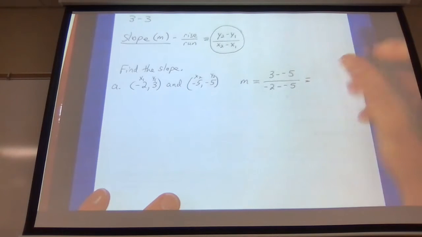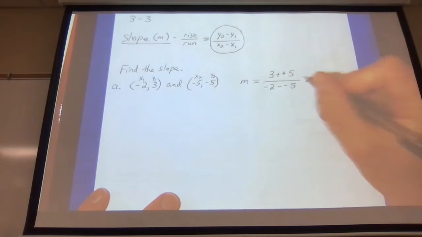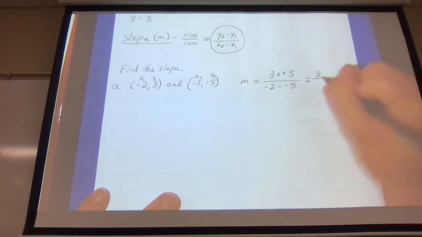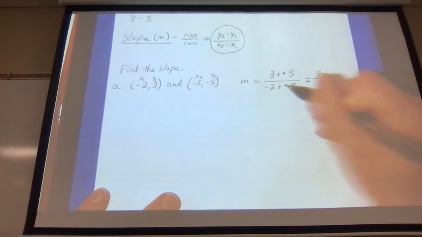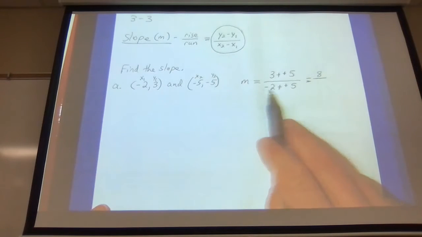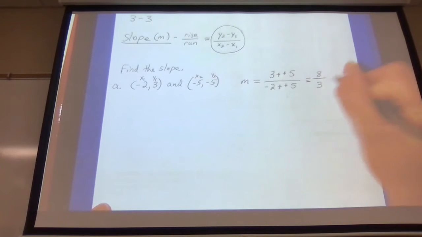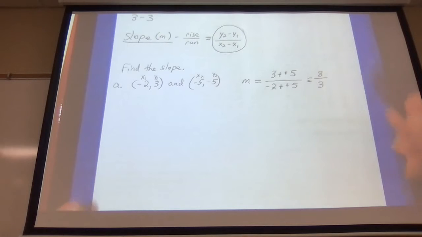Now we're going to simplify this. Take care of your double negatives. We get a positive. 3 plus 5 is 8. Down here, we're going to do the same thing. Double negative becomes positive. -2 plus 5 is 3. And then your slope, we're going to leave as a fraction, so it's going to be 8/3. You're just going to leave it like that. Don't change it to a mixed number, just leave it as 8/3.